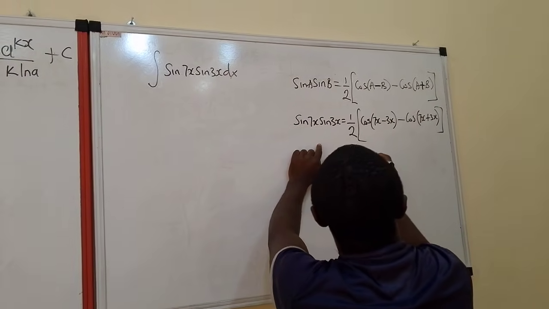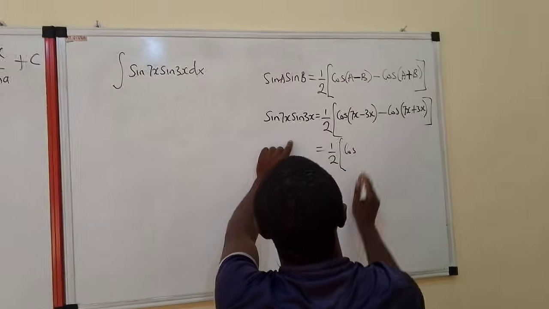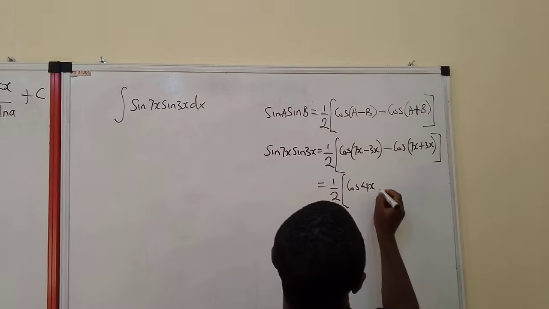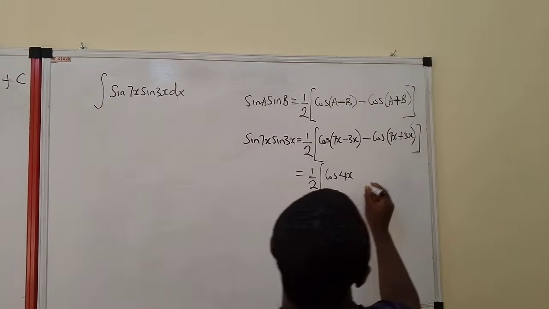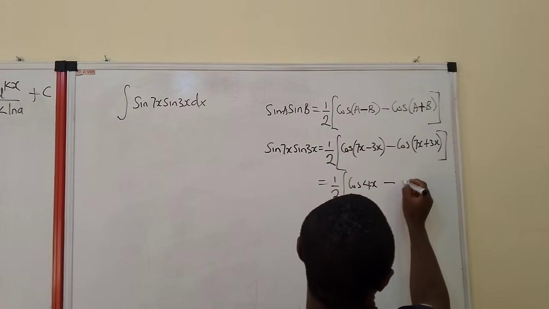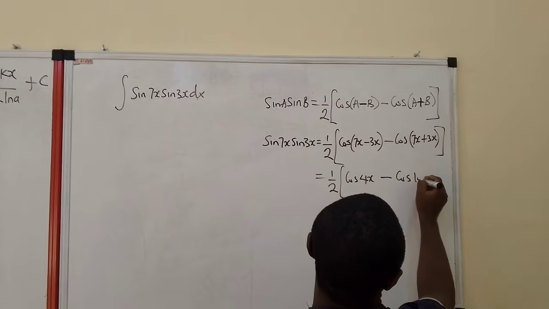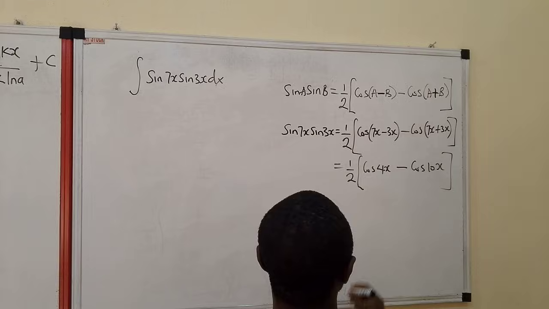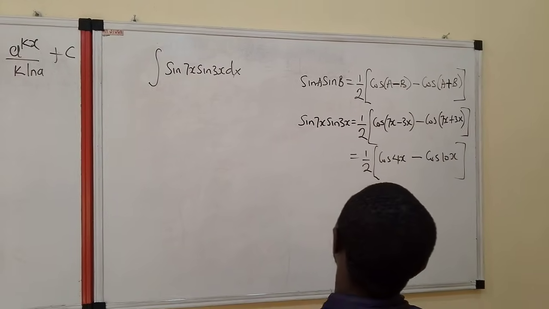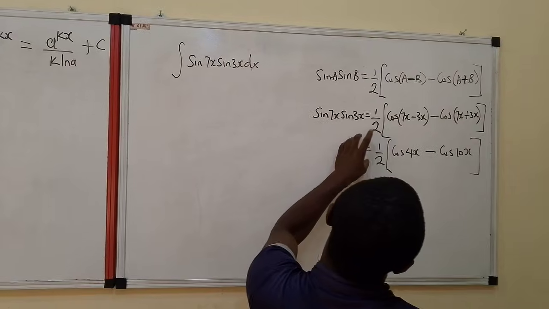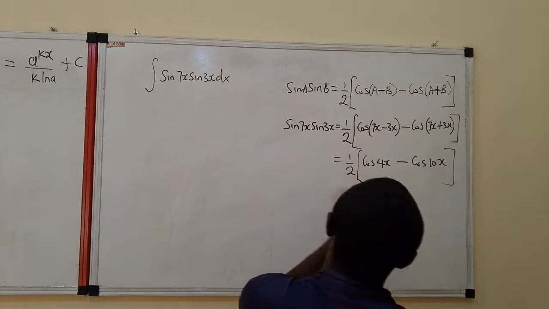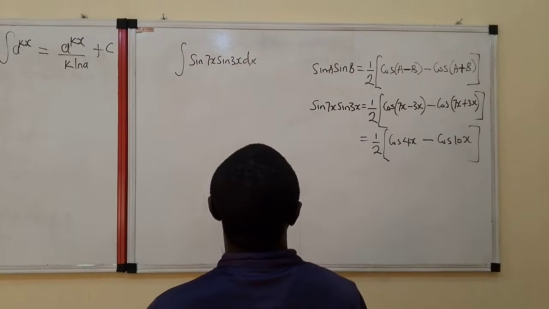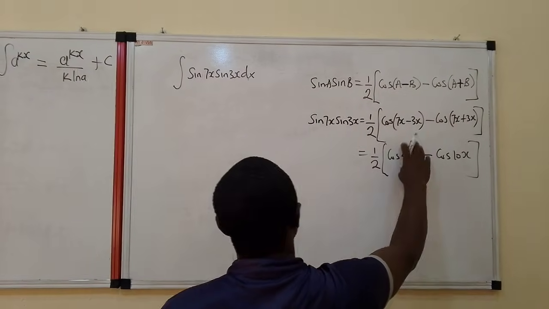This will give me 1 over 2 cos, what is 7x minus 3x? 4x. It's 4x, minus cos, what is 7x plus 3x? 10x. Okay, so this is this. Since this is this, now we can integrate. We can now integrate. I have written this in this form.